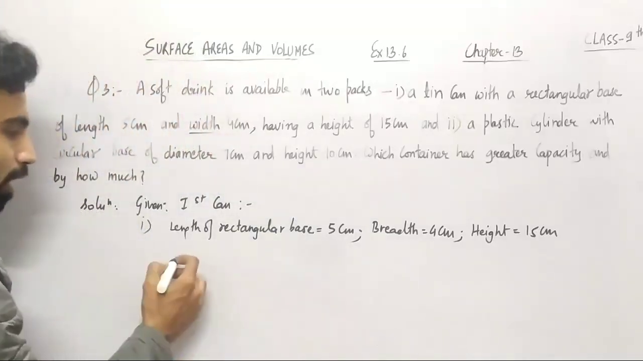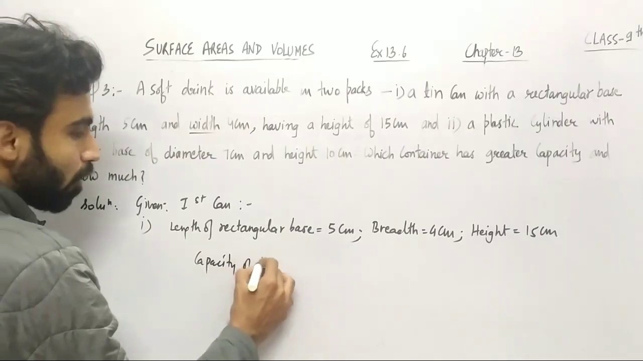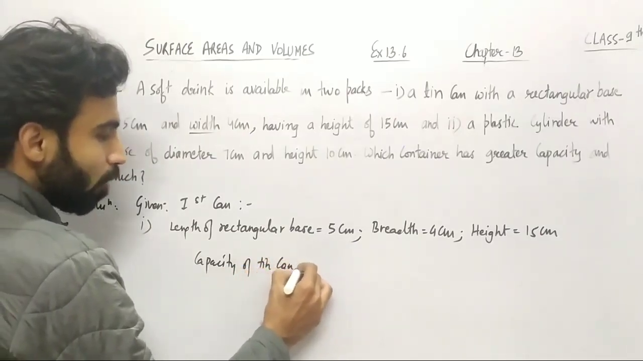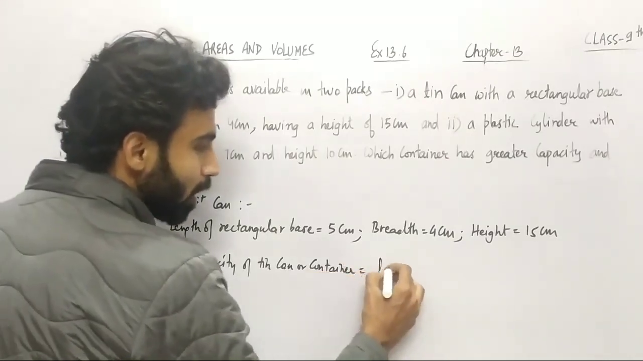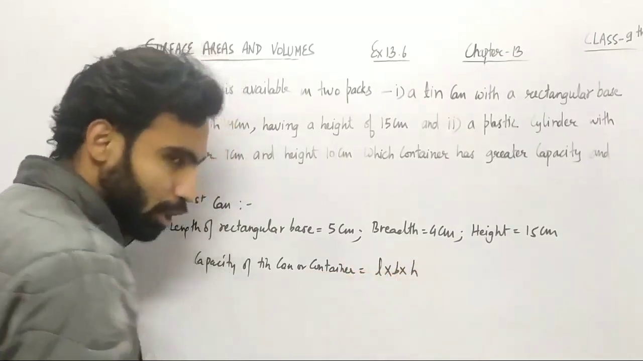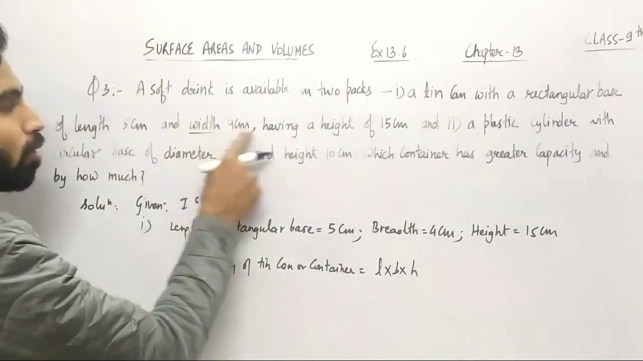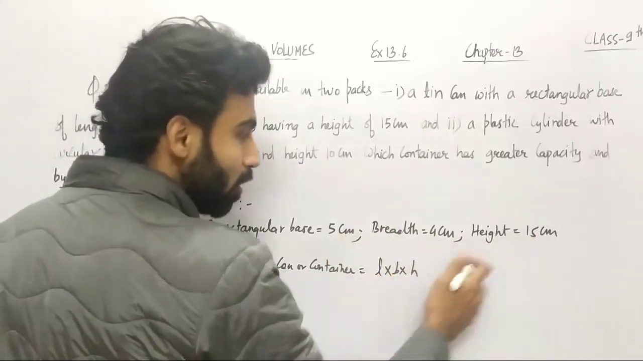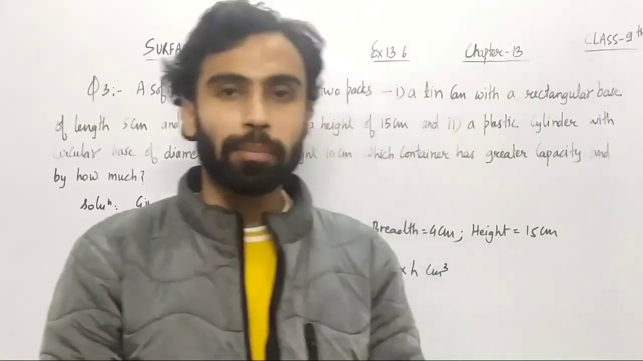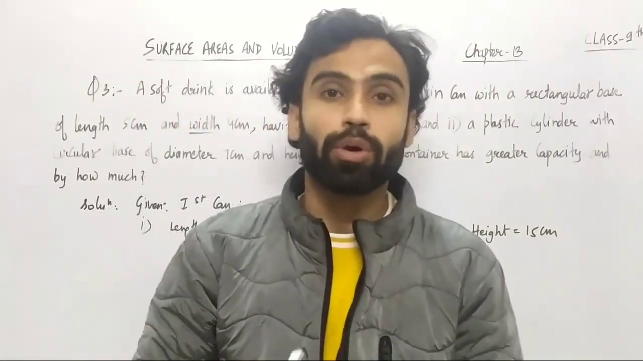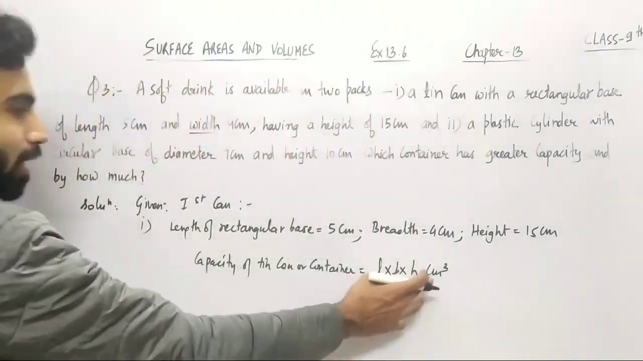So हमें पता है कि capacity हम किससे find out करते हैं, simply so the capacity of tin can, or you can say container, right? Whatever you want to write. So यहाँ पे हमें पता है capacity L into B into H, इससे find out होती है. Now you can see हमें यहाँ पे जो length, breadth और height given है, they are in centimeter. So यहाँ पे जो capacity आएगी that will be in centimeter cube, right? Because हमें पता है कि हमेशा volume जो होती है, or you can say the capacity is measured in cubic unit, right? So यहाँ पे centimeter cube में आएगी.